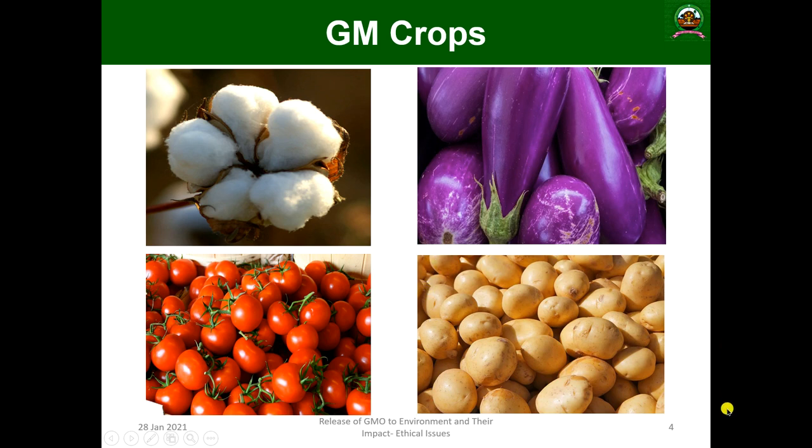Okay, and here you can see a potato. Here you can see how fresh it is. You can see the potato, this is BT potato. So like that, in all the plants, the desired gene that you wanted to incorporate, you have incorporated, made the desired characteristics, and expressed in a particular plant. And that is the biggest advantage of GM crops, or genetically modified crops.